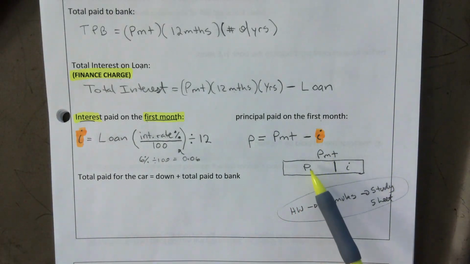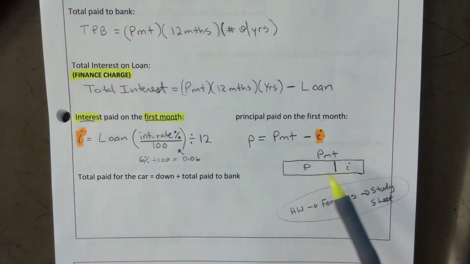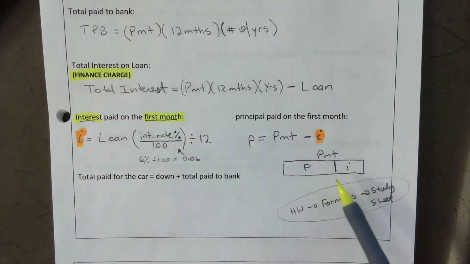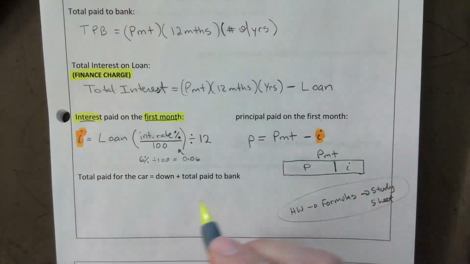So every payment is blended with principal and interest. Have you heard of this concept before? Some of you have, okay? Very important. Every payment, like let's say you go to the bank and they give you a payment. Don't write this part down, please.